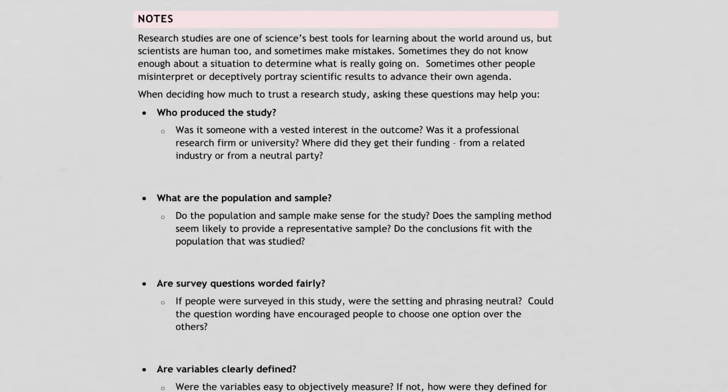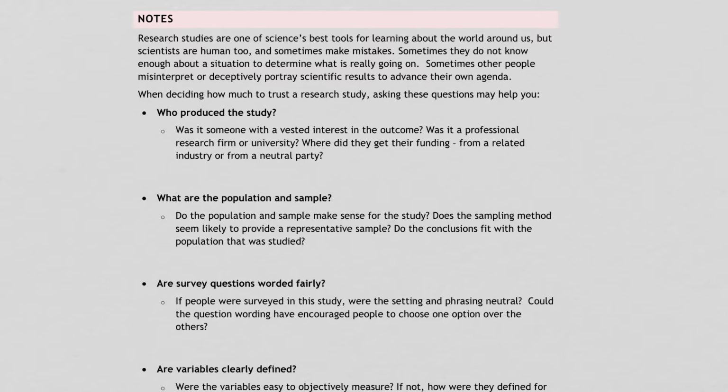But scientists are human and sometimes make mistakes. Sometimes they don't know enough about a situation to determine what's really going on. Or sometimes other people misinterpret or deceptively portray scientific results to advance their own agenda. When deciding how much to trust a research study, you want to ask yourself these questions.